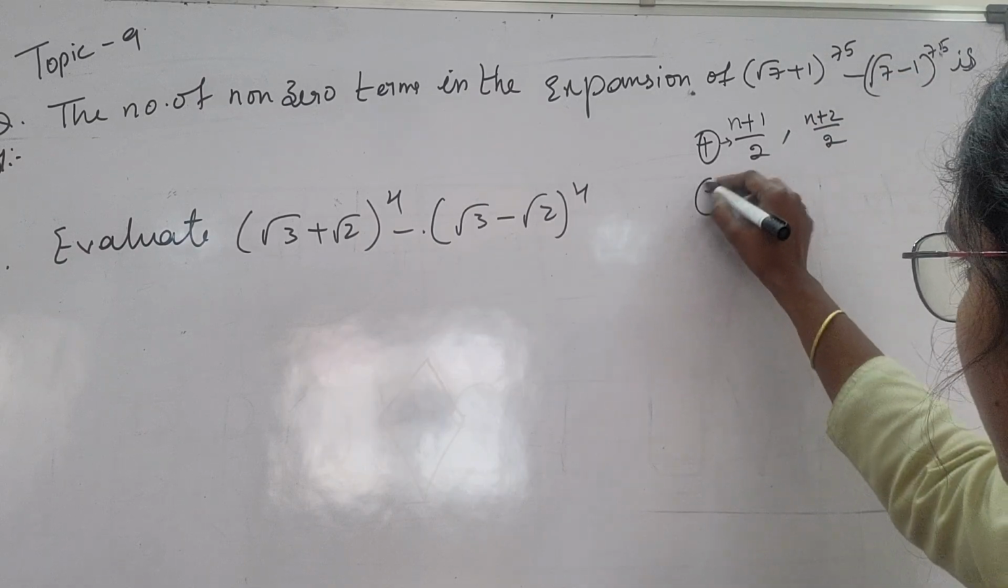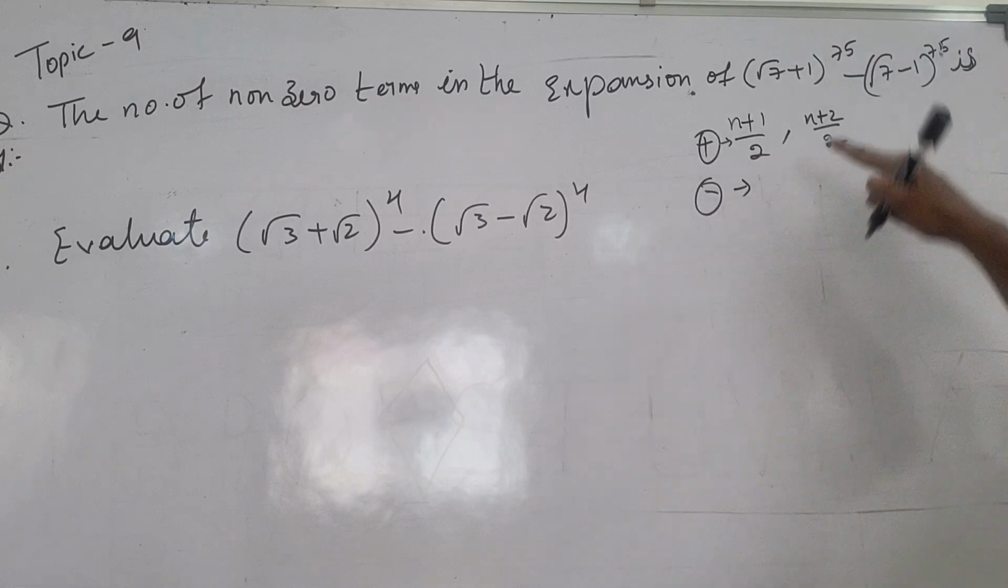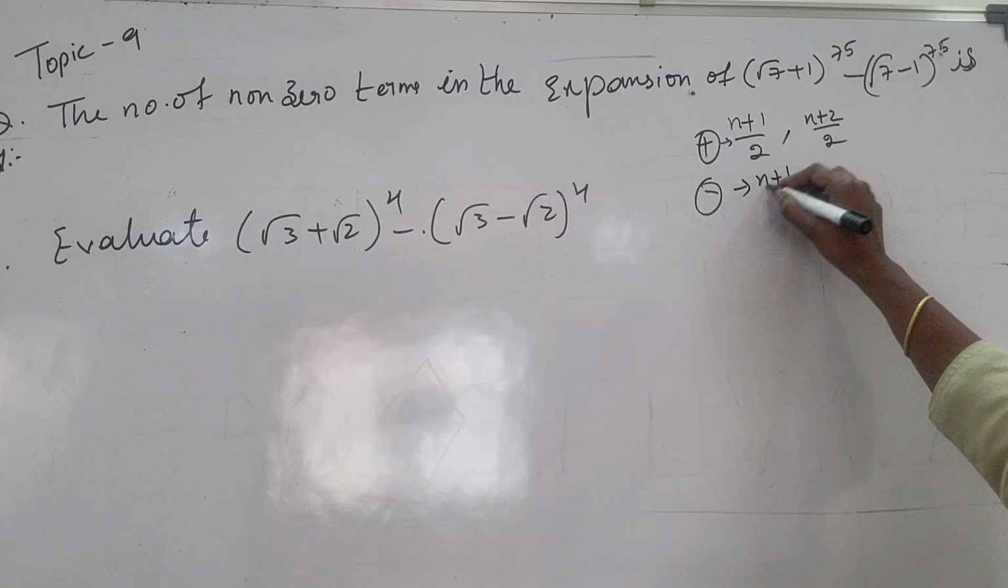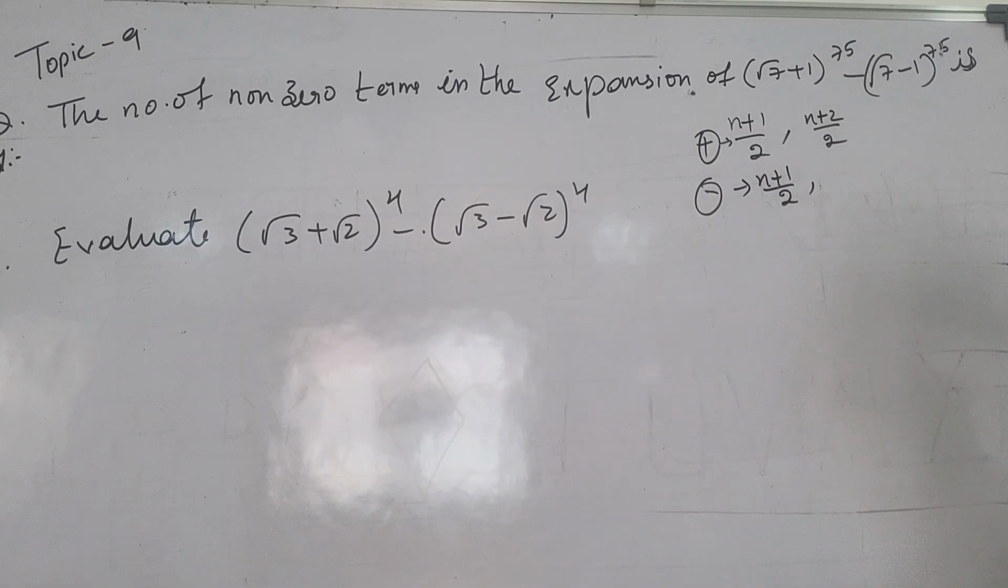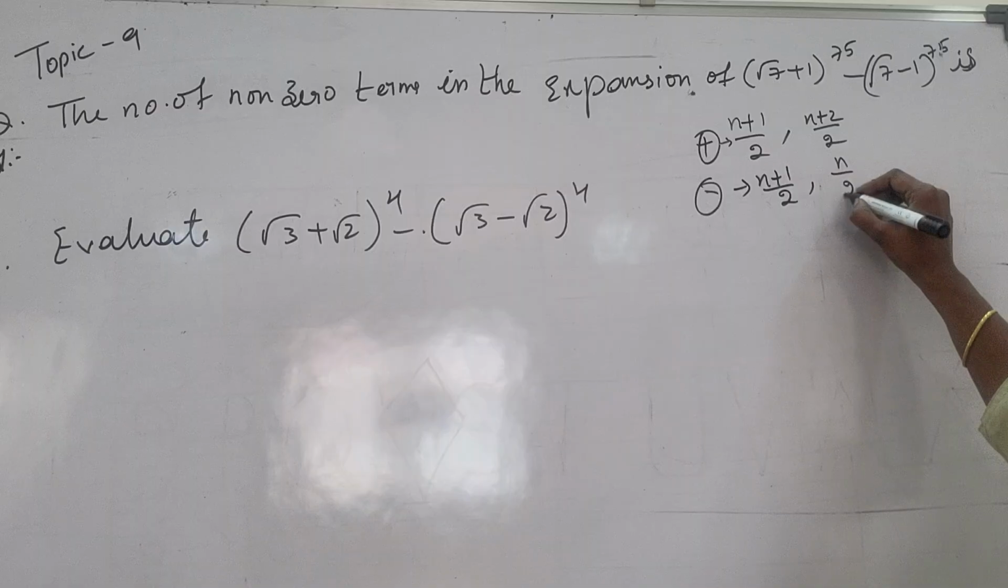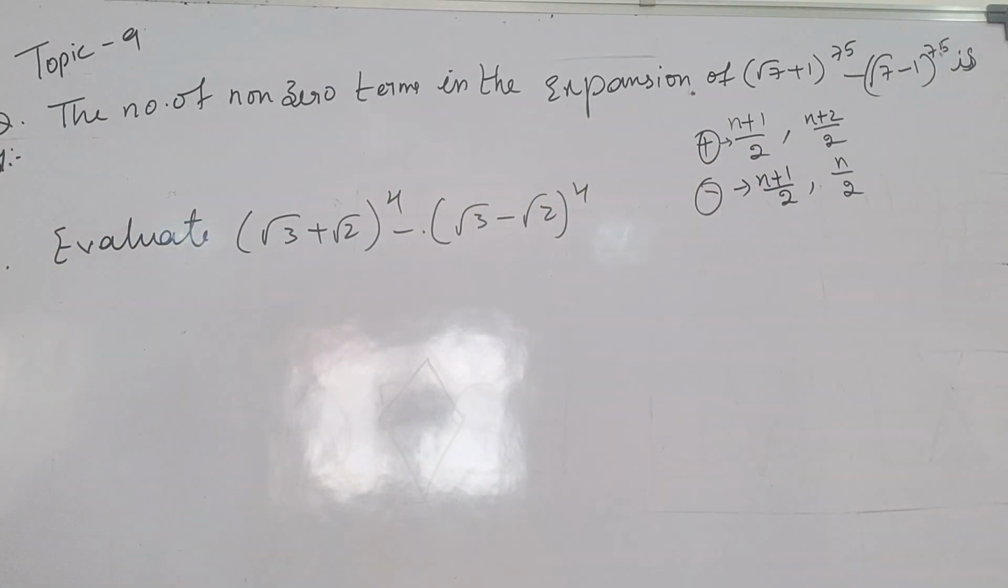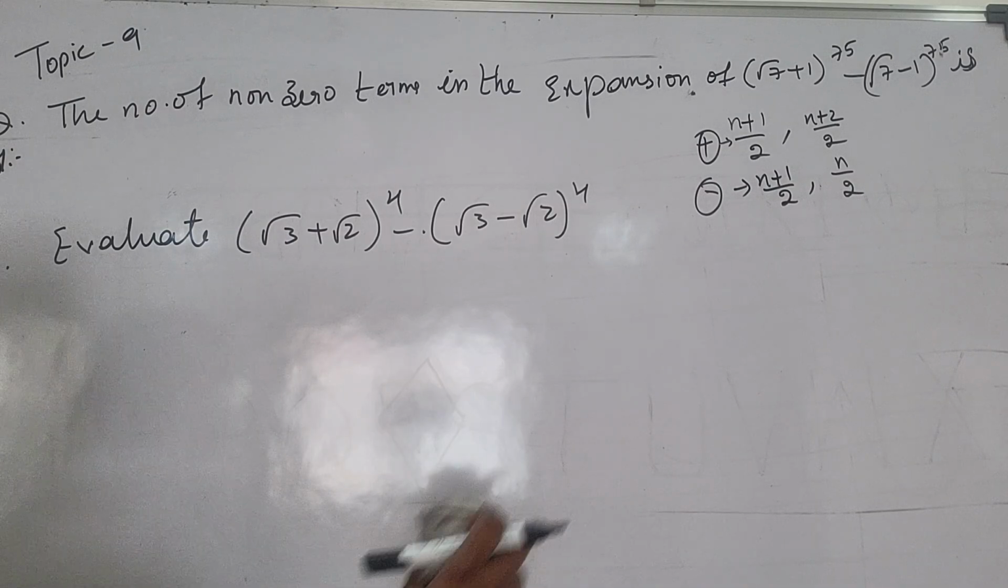So if it is a minus in the sign, then what we are going to do: odd is n plus 1 by 2. Same thing. If it is even, n by 2 we will do it. Okay. This we need to remember. Then we'll go to the question.